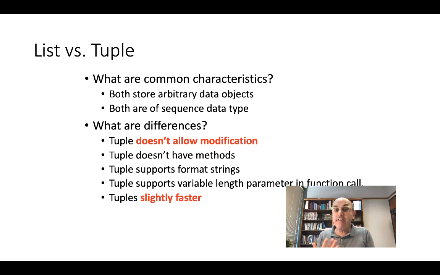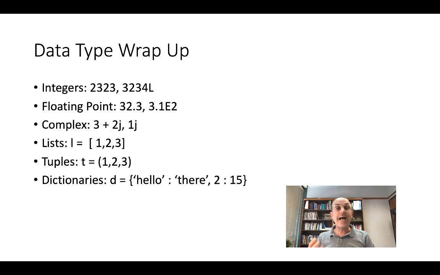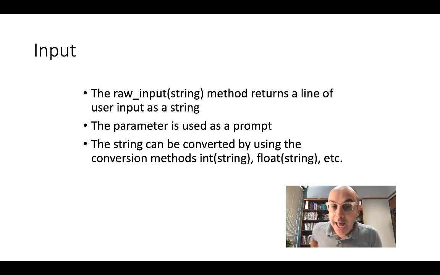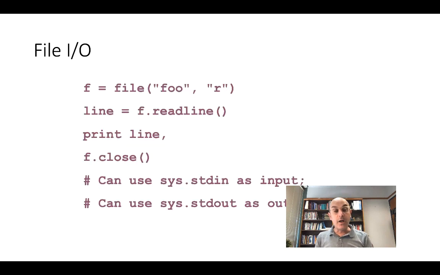So it's slightly faster, but it does not allow modification. Types of wrap-up: integer, floating points, complex, list, dictionary, and so on, all of it is part of wrap-up, and this is what we always do. Input is the idea of the raw data input as a string. So we can apply that in order for us to convert or to create.